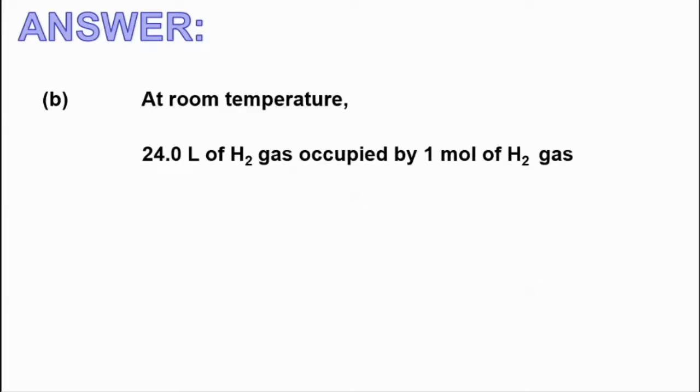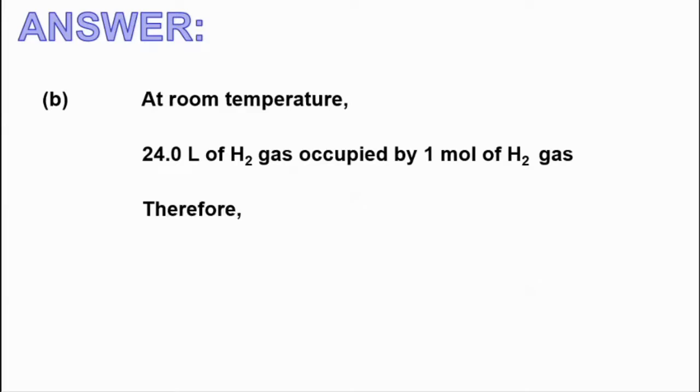Don't confuse this with STP. At STP, 1 mole of gas occupies 22.4 liters. Those are for the STP condition. But in this question, the reaction occurred at room temperature, so that's why we are going to use this relationship here: 24 liters of hydrogen gas is occupied by 1 mole of hydrogen gas.